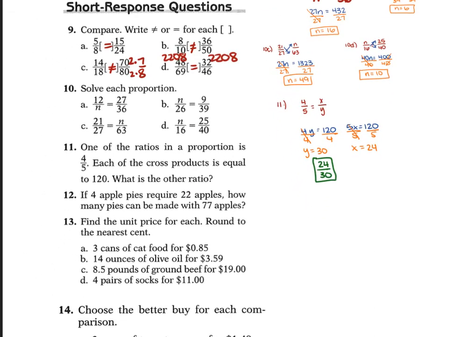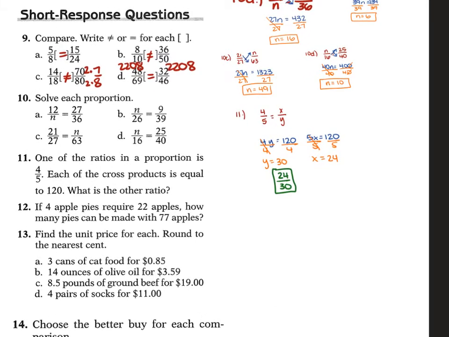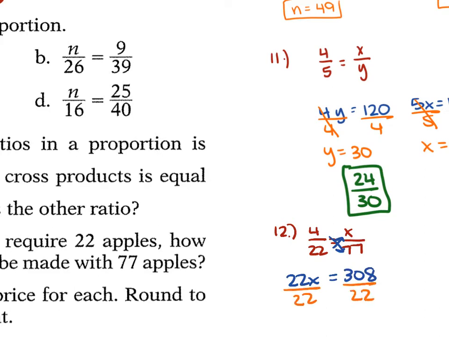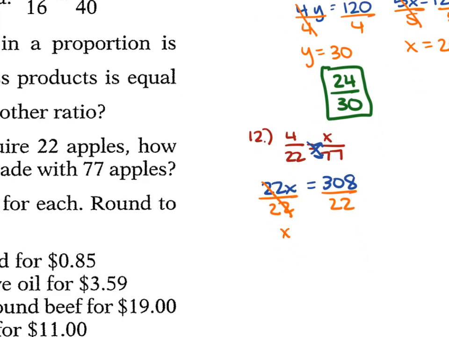For 12, it says, if 4 apple pies require 22 apples, how many pies can be made with 77 apples? So this is giving us 4 over 22 is equal to x over 77. So I'm going to cross multiply here. I'm going to have 22x is equal to 4 times 77, which is 308. So we are going to divide each side by the 22, and we get that x is 14.